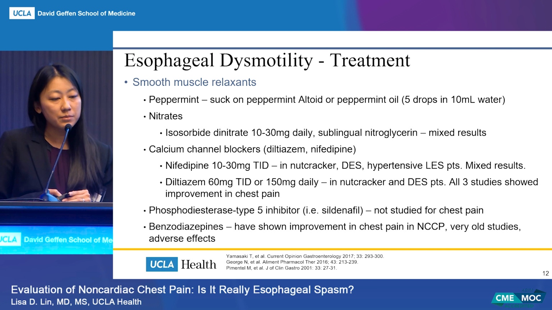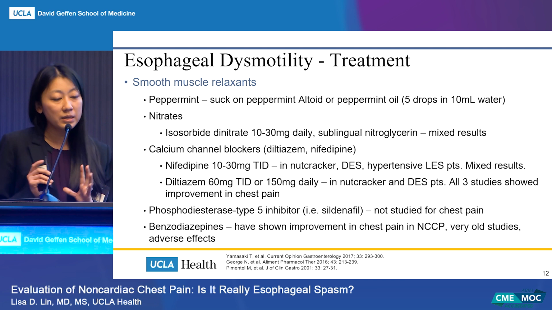Peppermint is a natural antispasmodic, so the goal is for it to coat the esophagus. You can ask patients to buy some peppermint Altoids and suck on them so that it coats the esophagus. They can ingest some peppermint oil. Nitrates have been studied with mixed results. Calcium channel blockers include diltiazem and nifedipine. So these are options to you. They have been studied in spastic esophageal disorders like nutcracker esophagus and diffuse esophageal spasm. Diltiazem's data is a little bit better, but again, studies are very small.